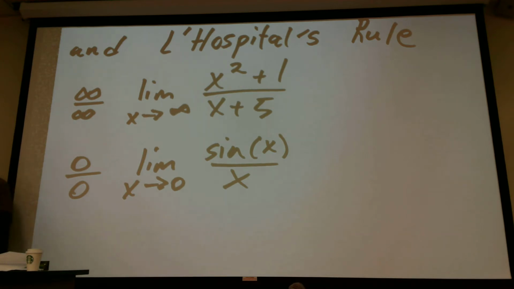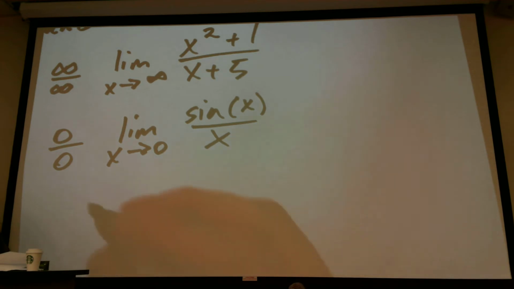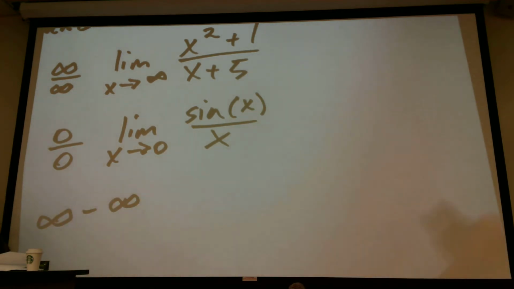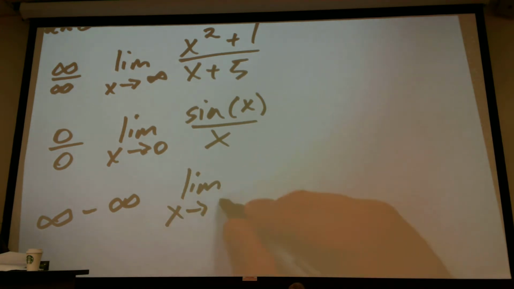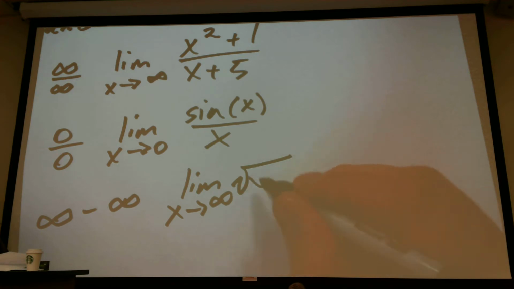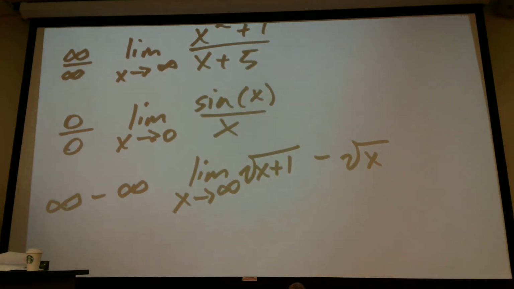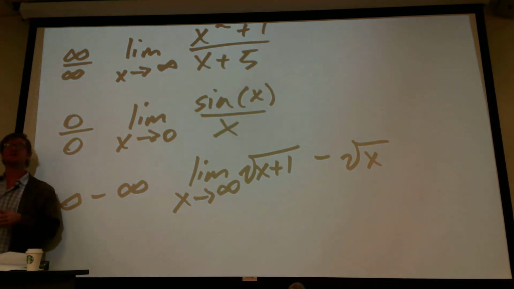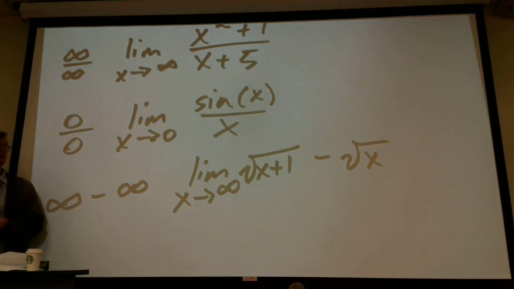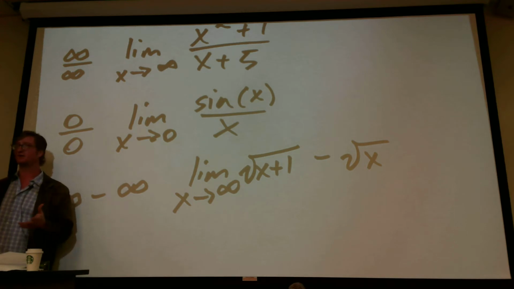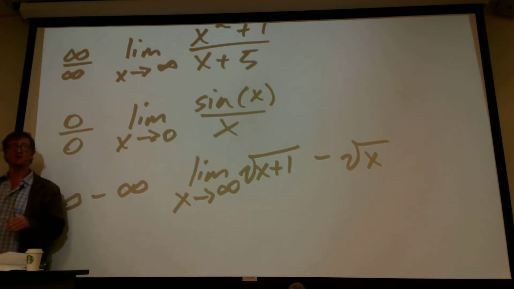So with other ones, let's say infinity minus infinity. So the limit as x tends towards infinity of, let's say, the square root of x plus 1 minus the square root of x. Once again, we've actually seen this problem before. Whenever you see square roots, you automatically think that you're going to use the conjugate trick on that one. So the conjugate trick applies to that one.